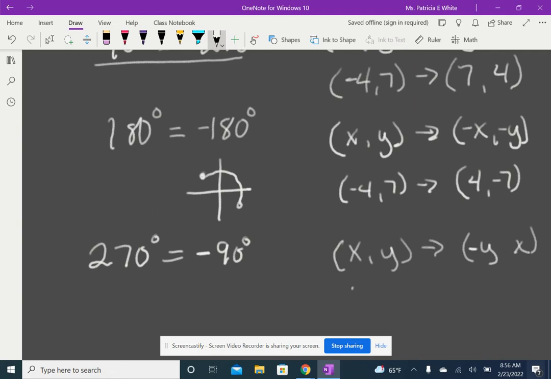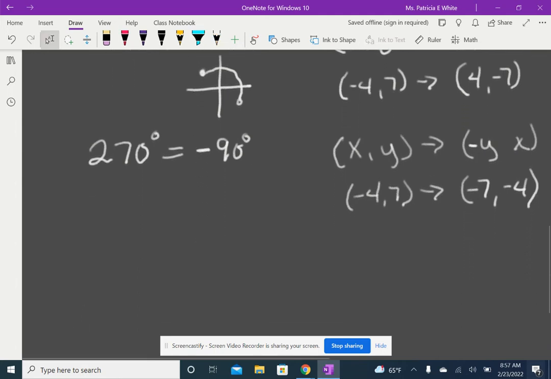Okay, so again, here's my coordinate point, negative 4, 7. I'm going to swap it. The opposite of y comes first. Y is a positive 7, so the opposite of y is going to be a negative 7. X goes second. X is negative 4. Don't change it. So that's going to be negative 7, negative 4.